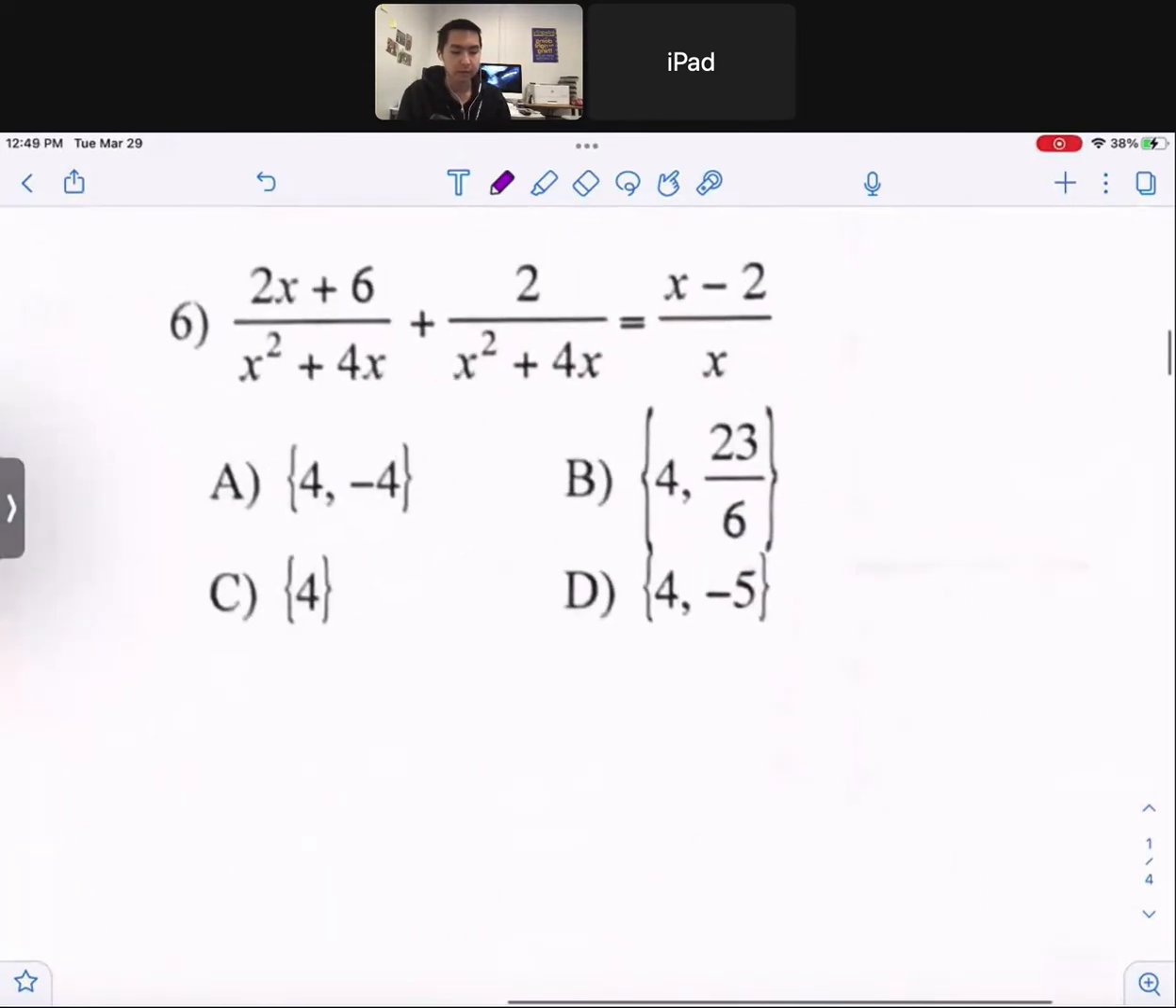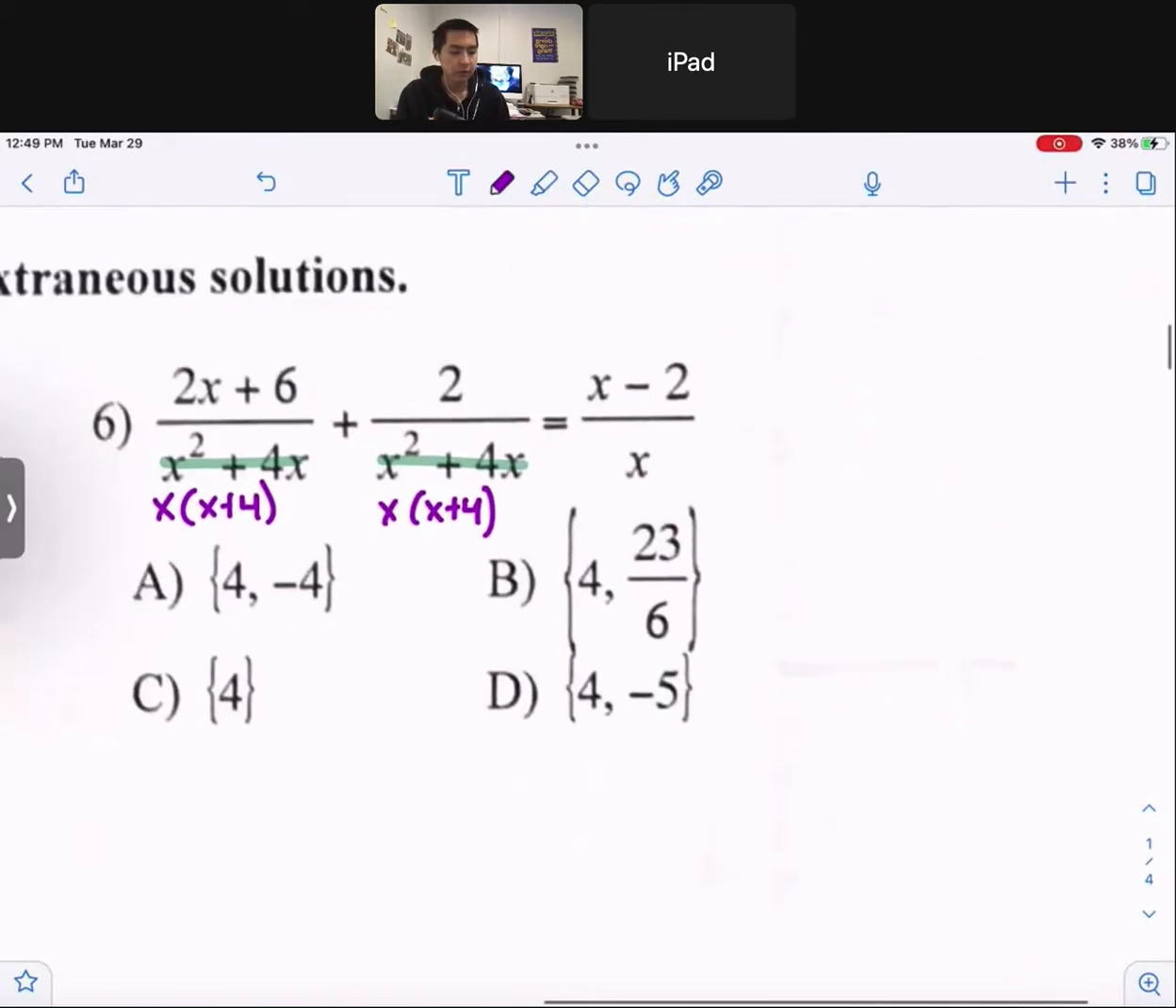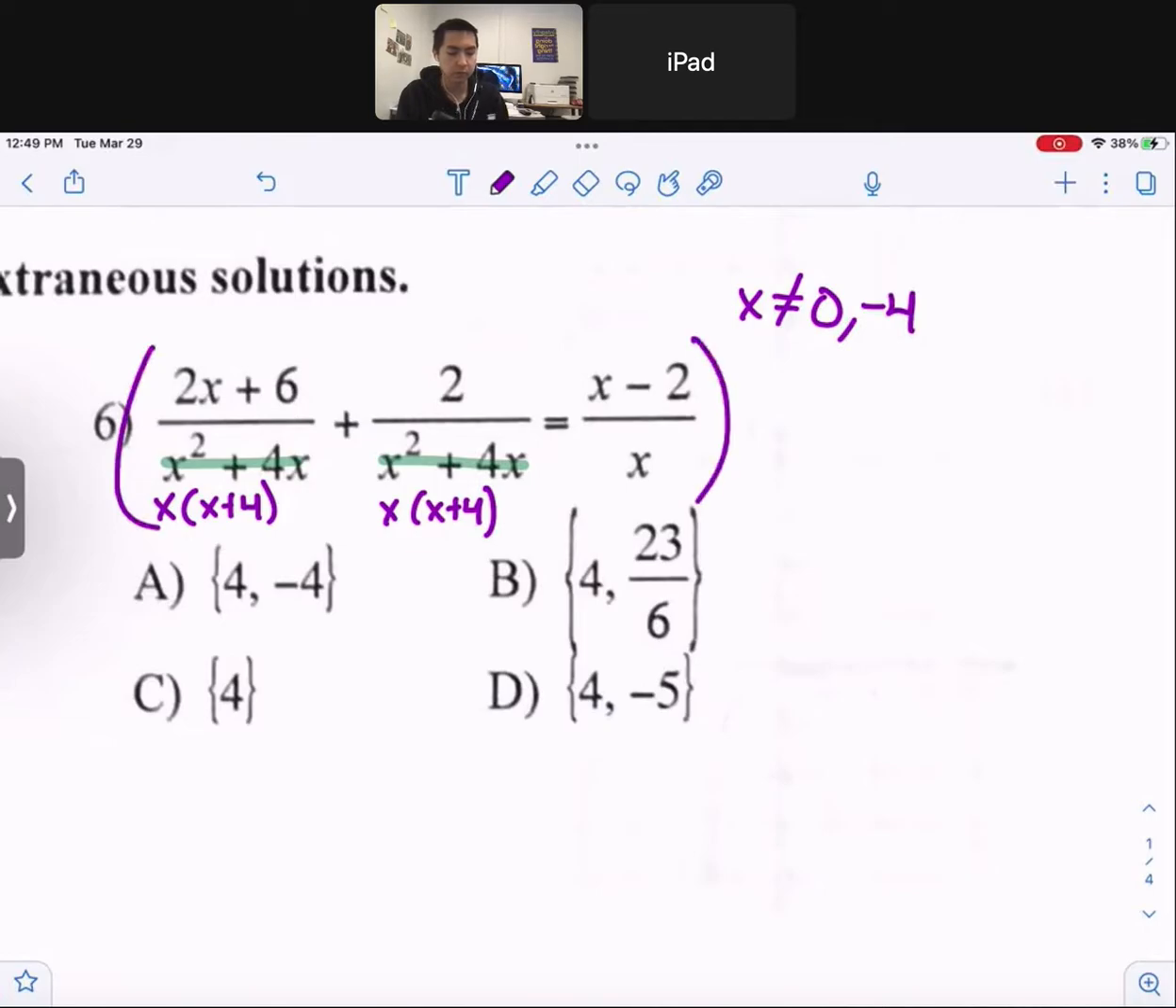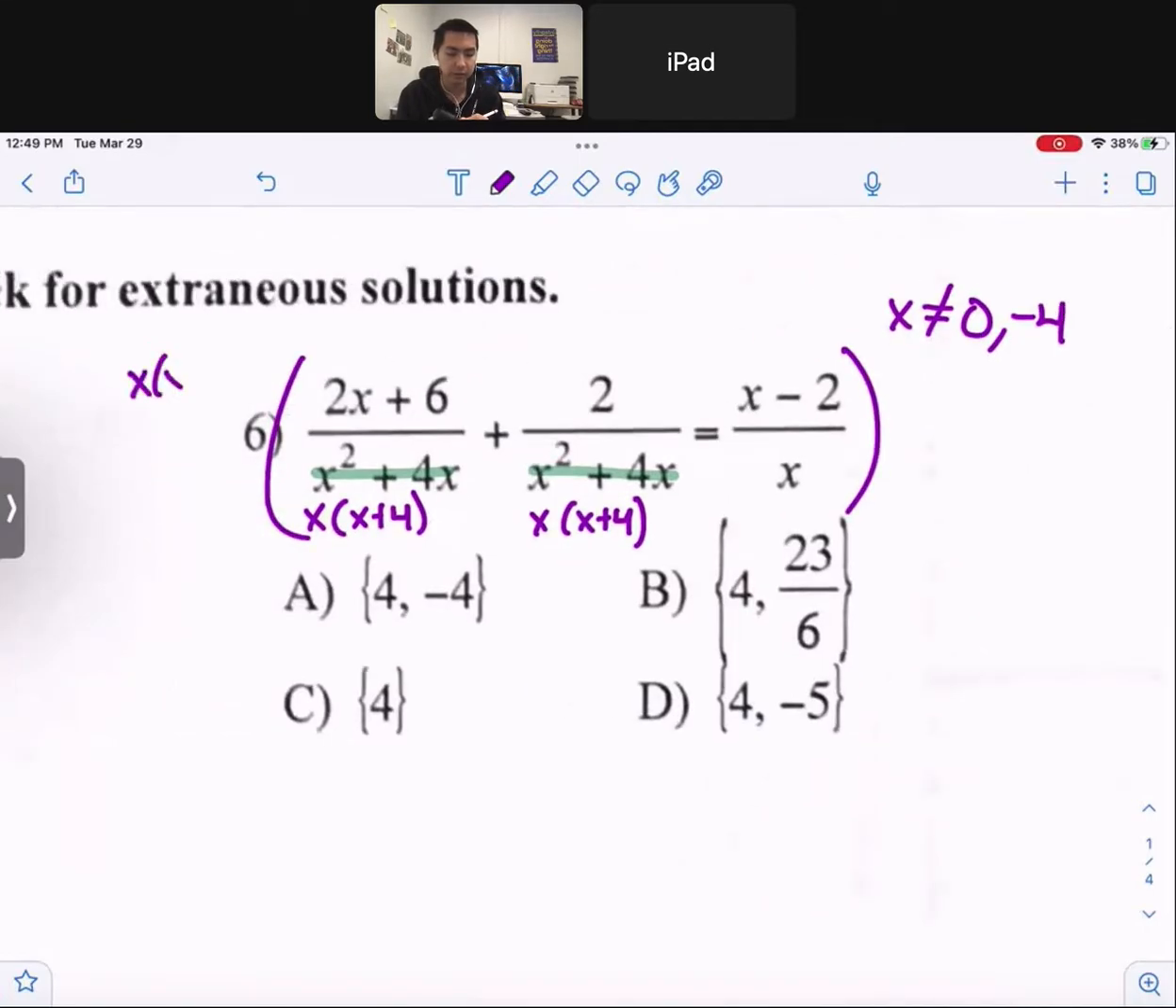Number 6. So again, we should probably factor everything we can from the denominator. So x times x plus 4. So we know x cannot be 0 and it cannot be negative 4. So multiply the whole thing, you guys, by x times x plus 4. So this times this, they cancel. So all you guys have is 2x plus 6.